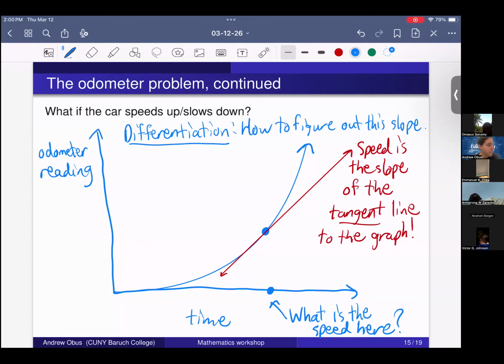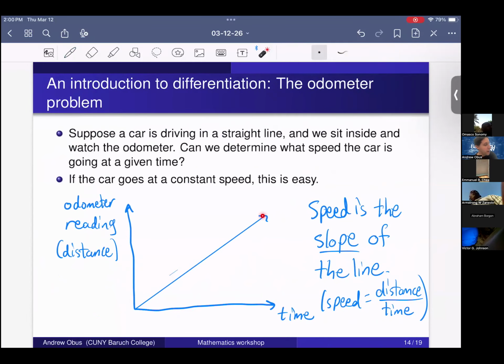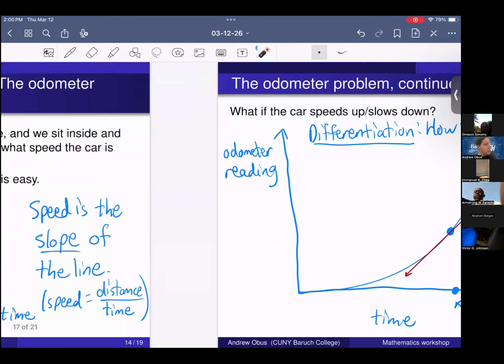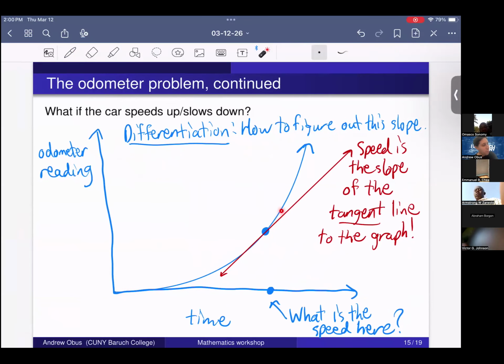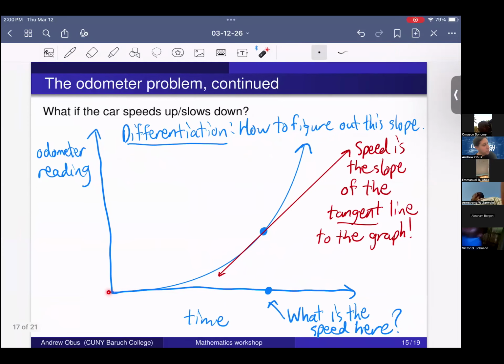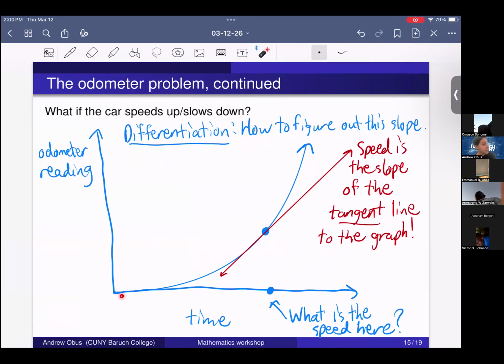In general, if I just give you some function, with just basic math, without limits in calculus, you can't really figure out the slope of a tangent line to some arbitrary function. You need calculus to be able to do that. For a straight line, it's easy. A straight line, constant speed, it's just distance over time. But here we have changing speed. You see that the further on we go, we're accelerating. This tangent line is getting steeper. We're starting with a horizontal tangent, which basically means zero speed. And then as we move on, our speed is picking up as we accelerate. So the speed at any given time, the instantaneous speed, is the slope of the tangent line to the graph. And this is the point of differentiation, to be able to figure this out.